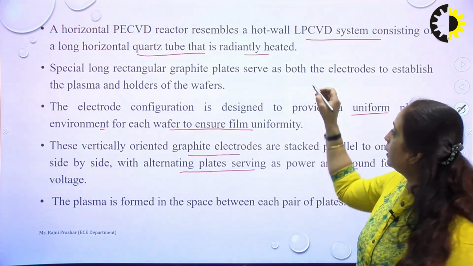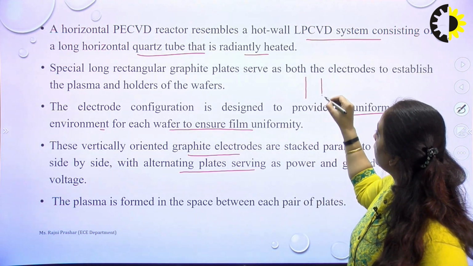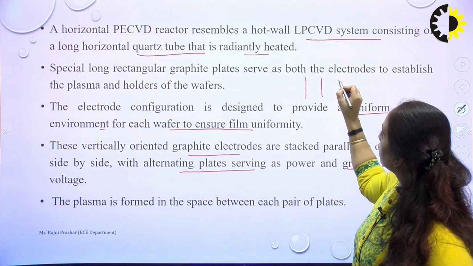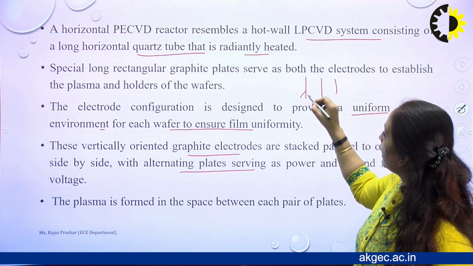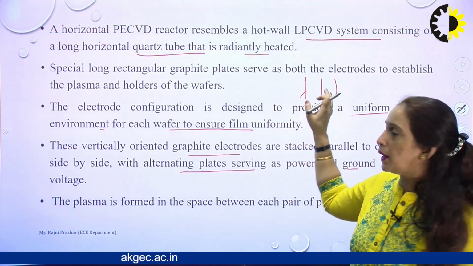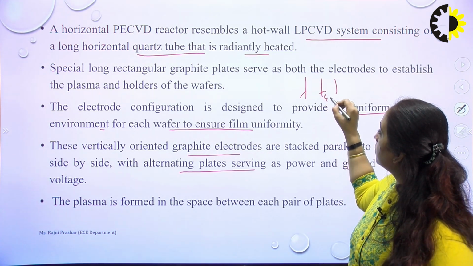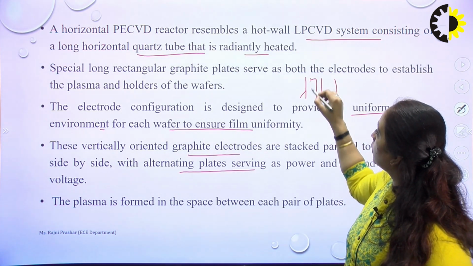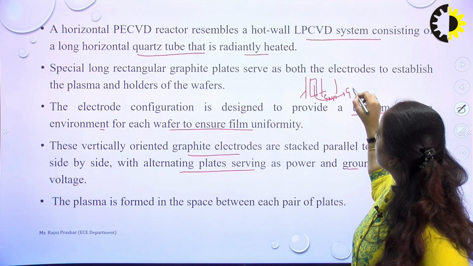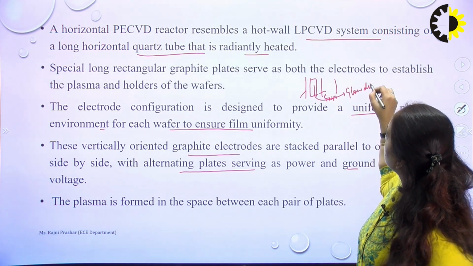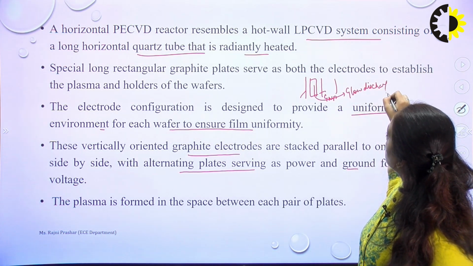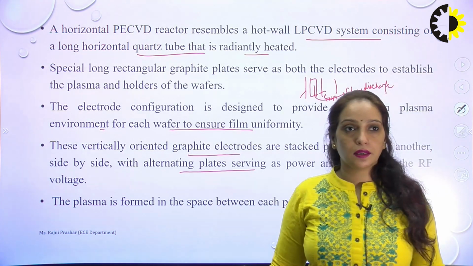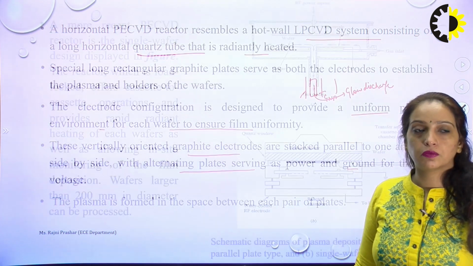and this plasma is formed in the space between each pair of plates, right. So we have each pair of plates. Inside that we are going to have the wafer, and at one end of each pair we are going to apply some supply, at the other end we apply some ground. Between that your glow discharge will be created, and that glow discharge is used for the deposition of the material.